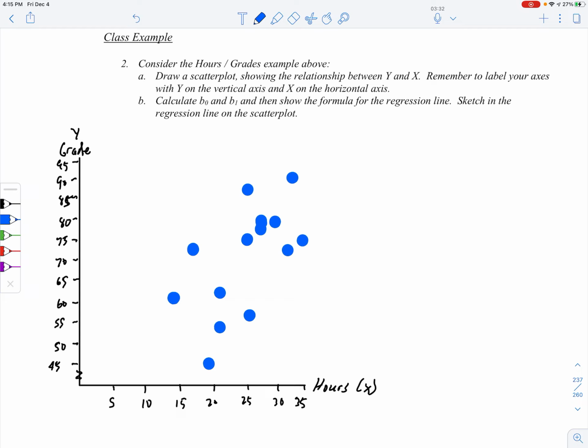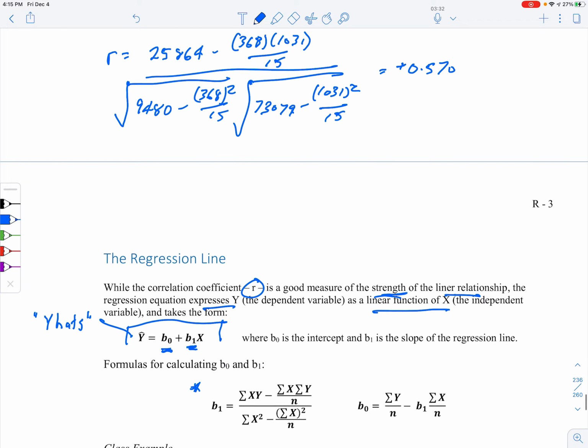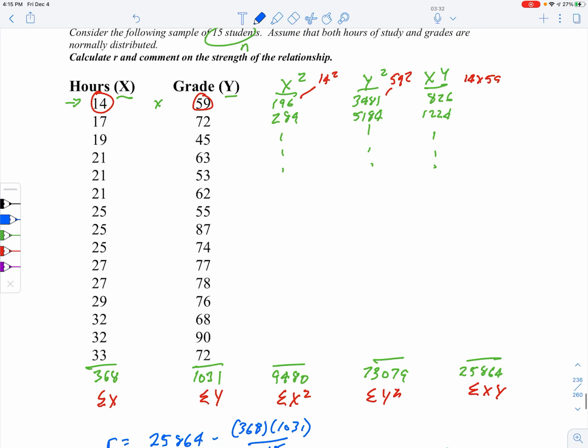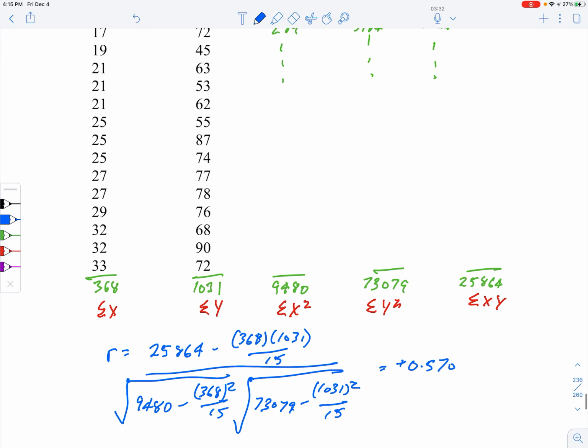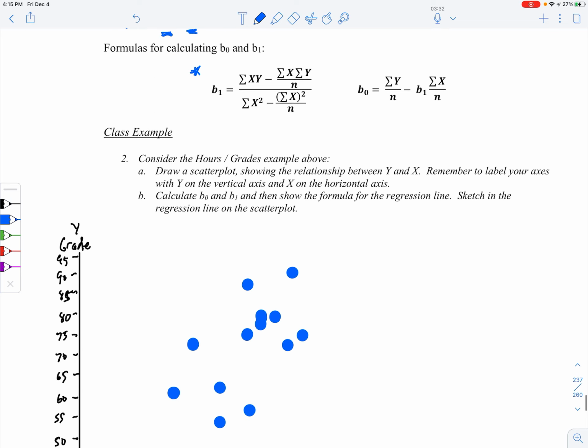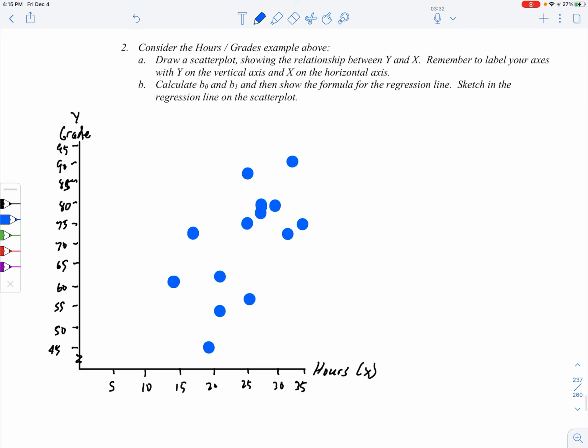Anyways, what we've got here then is X is the number of hours, Y is the grade, and so every one of these blue dots then represents a pairing. So for instance, if we take a look at that very first one here, which was the 14 and 59, that would be this guy right here. Okay, so there's the first one. So these are all of the dots here then.